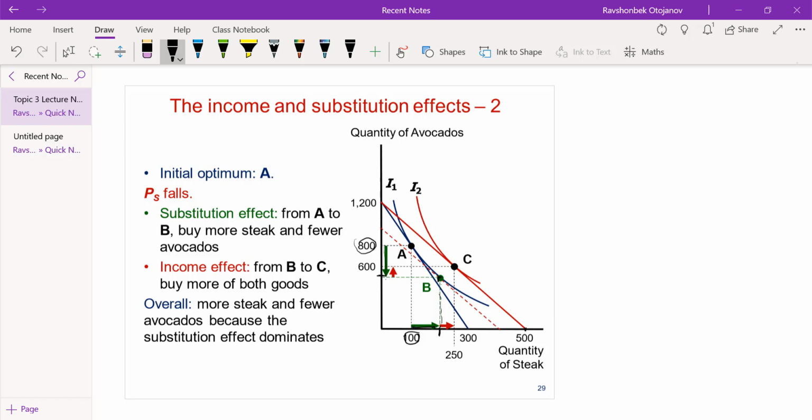This is the substitution effect, the movement from point A to B along the same utility curve. So this is still I1. He's still getting 100 units of satisfaction, let's say. However, there is also something called the income effect. This is when we feel like we have more income, so we can still consume more of the two goods.